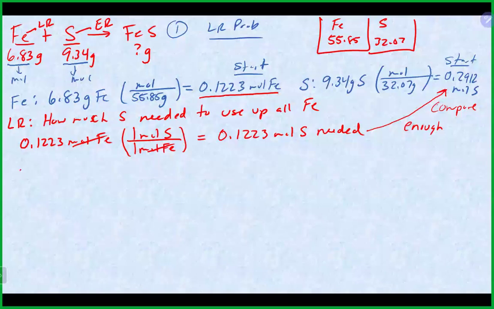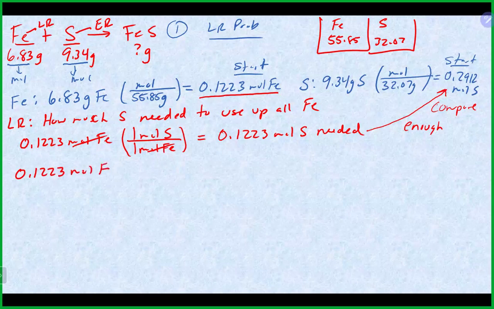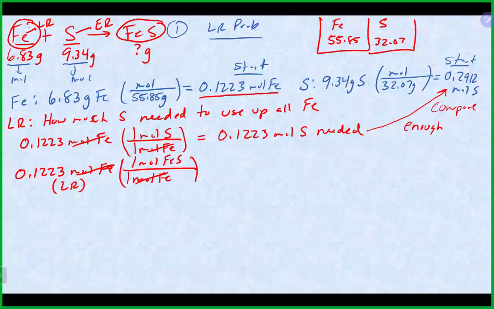So continuing on here, 0.1223 moles of iron, which is our limiting reagent. We're now going to do the mole-to-mole relationship between iron and the product, which also is a 1-to-1 relationship. 1 mole of iron gives me 1 mole of my product. The moles will cancel. If I got an answer at this point, I would be in moles of my product, but I'm actually looking for grams. So I'm just going to do the molar mass calculation here without getting an answer.